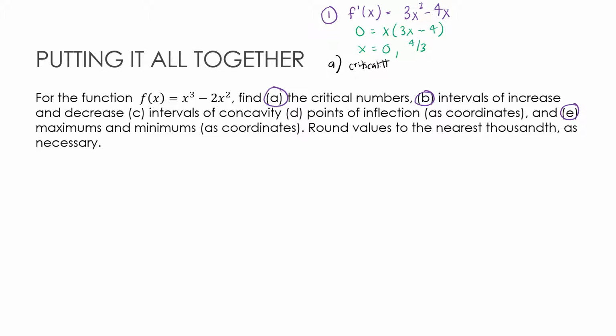and it's best to label everything, because when I'm grading your work it's really easy to not figure out what it is that you're doing, so make sure you label. My critical numbers are x equals 0 and x equals 4/3. So that's what I've done so far.